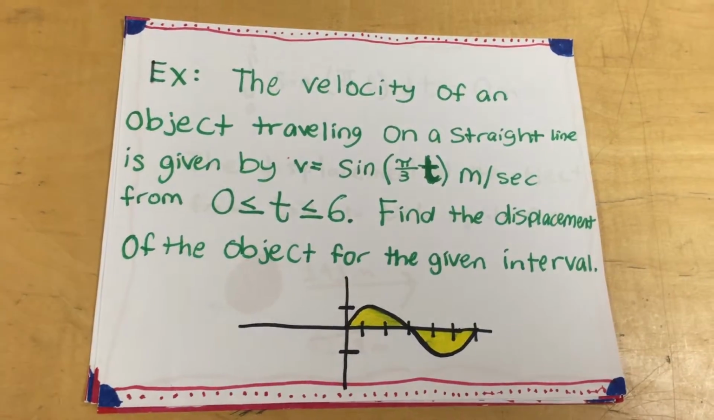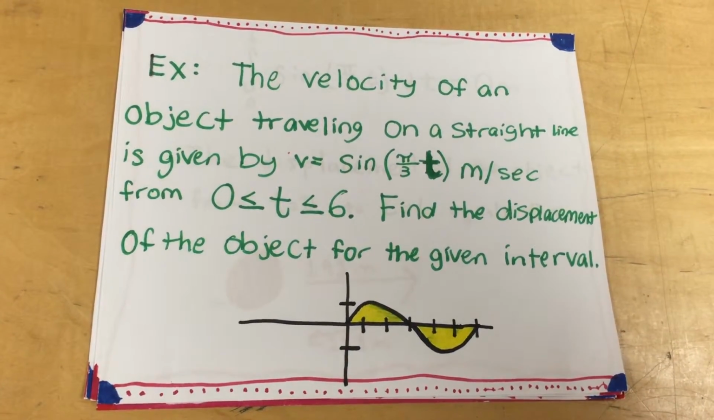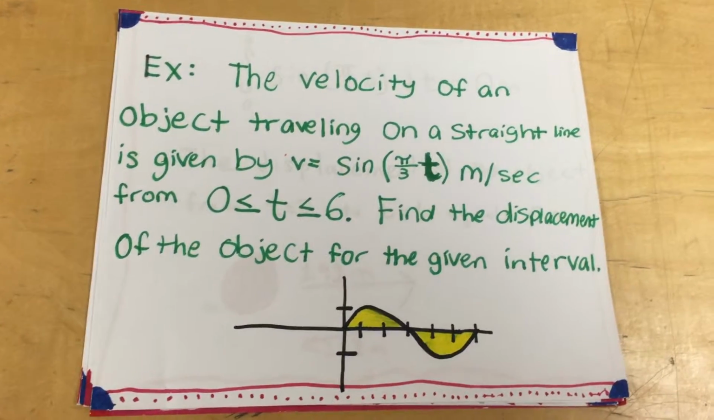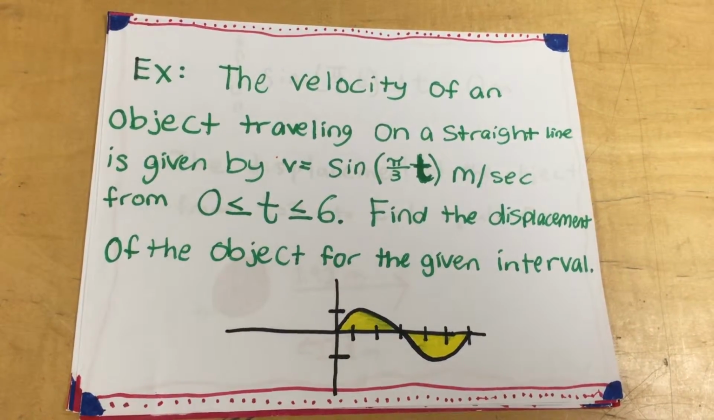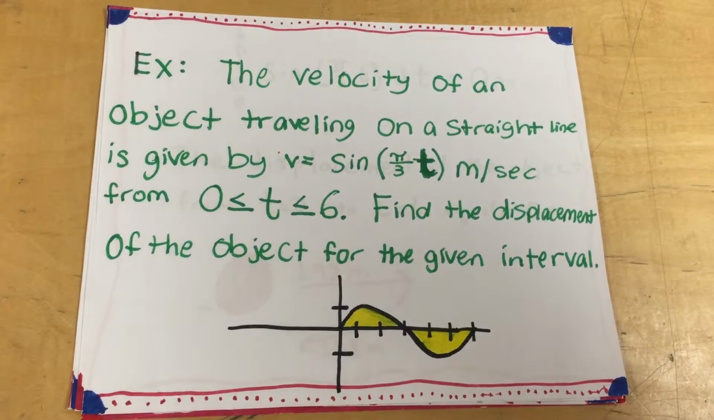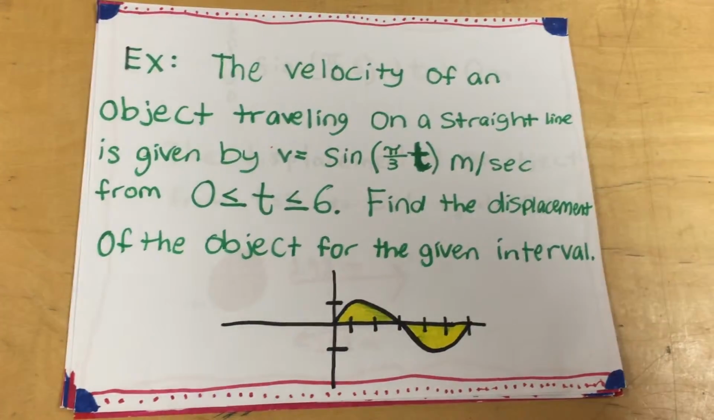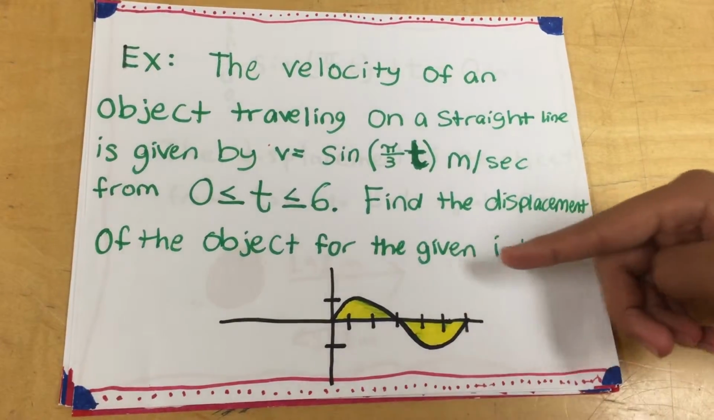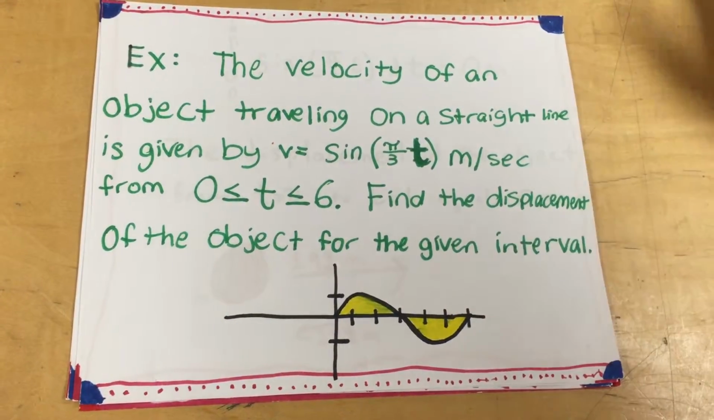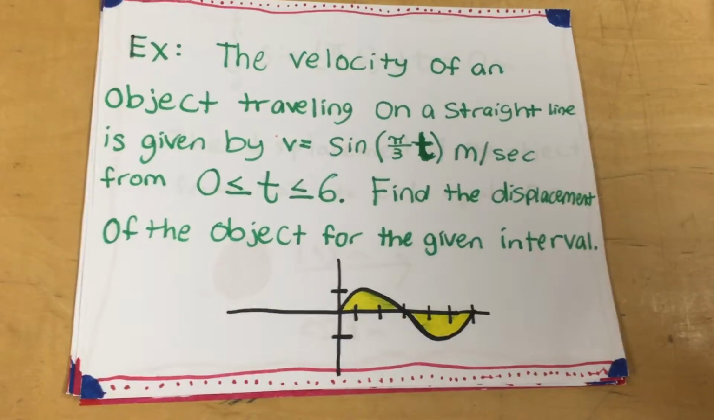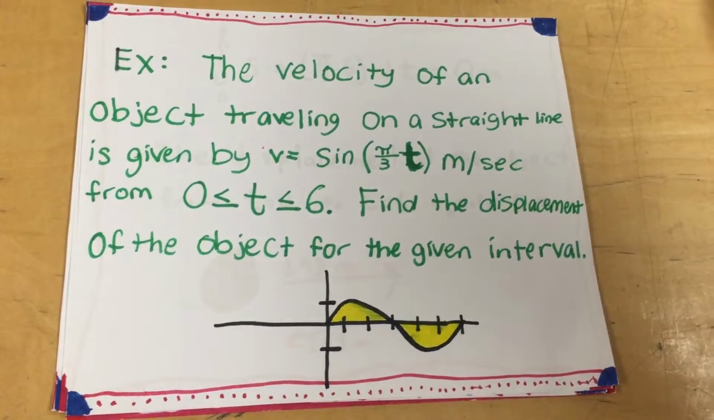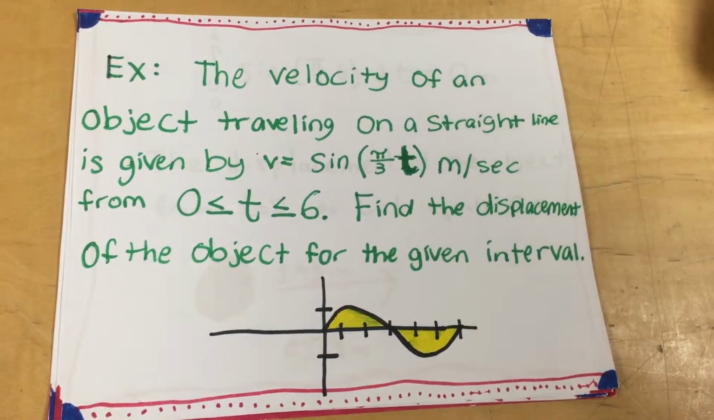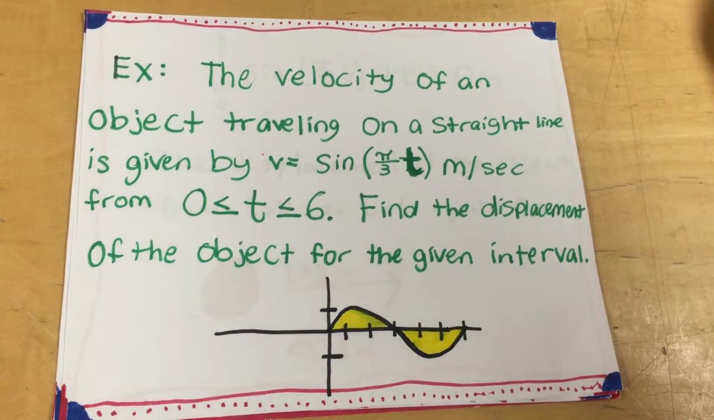An example problem we have is: the velocity of an object traveling on a straight line is given by v equals sine of pi over 3t meters per second from 0 to 6. Find the displacement of the object for the given interval. We have the graph of the velocity function, and the shaded areas are what we're trying to integrate. If we solve for this area, we should be able to find the total displacement. We have to keep in mind that the displacement can be positive or negative, depending on the direction of velocity.